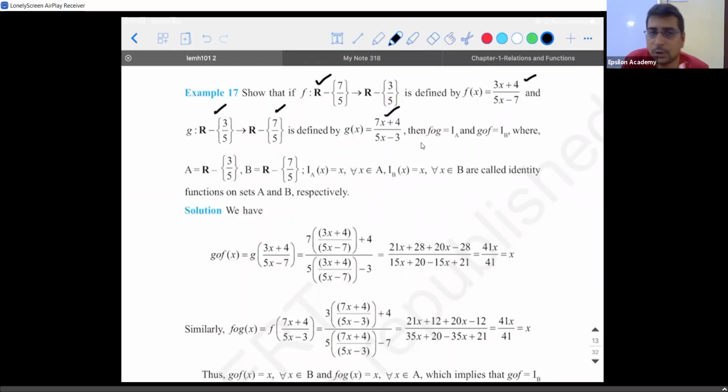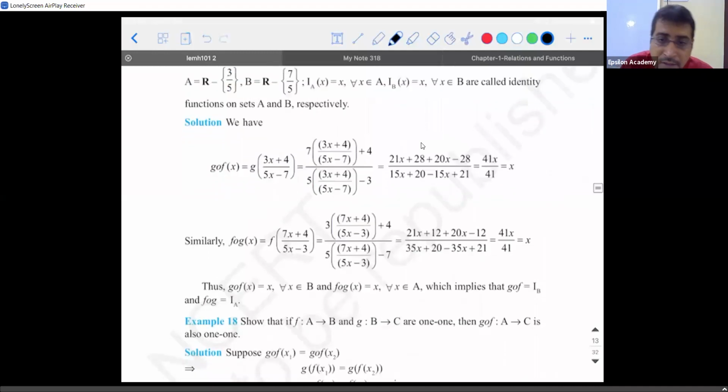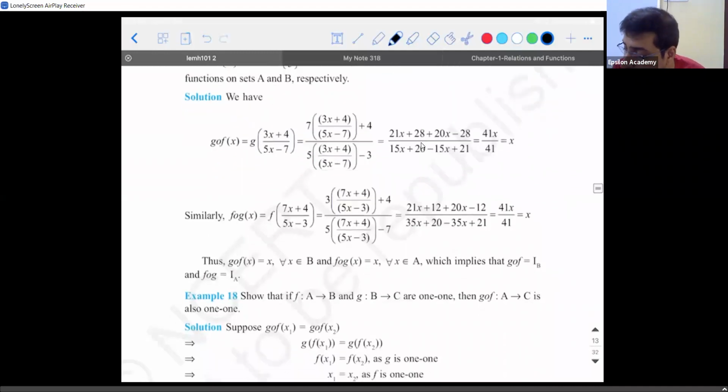Then if you find the composition of two functions, there are two kinds of composition. One is g circle f, which means you go in the straight direction. f circle g means you go in the reverse direction. If you calculate f circle g or g circle f, you will get an identity function. When you do f circle g, you get an identity function on A, and when you do g circle f, you get an identity function on B, where IA and IB are called the identity functions of set A and set B respectively. How are they represented?